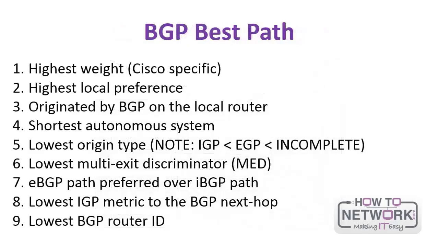How does BGP choose the best path? Well, here it is. Specifically, you can go through this list, and here's what takes preference. The highest weight, which is Cisco specific. If you program a weight to be higher for one prefix than another, it will choose that path. Then local preference, and then if it's originated by BGP on the local router, the shortest AS path, lowest origin type, lowest MED, and then eBGP is preferred over iBGP, the lowest IGP network to the BGP next hop, and the lowest BGP router ID.